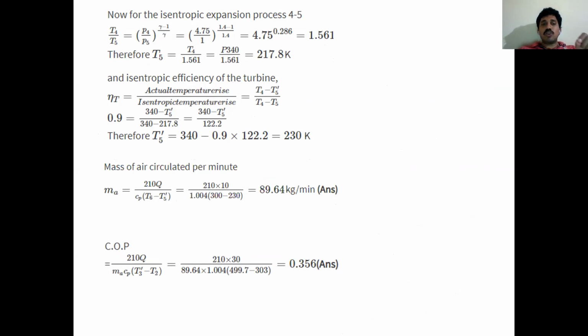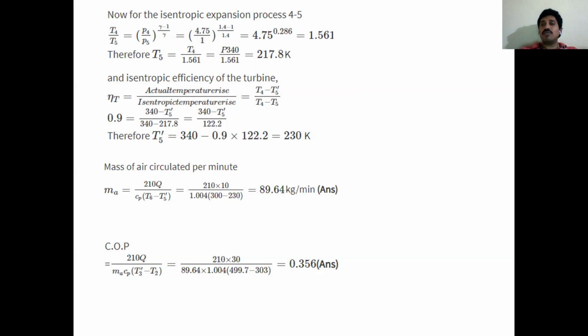So this is the mass flow rate of air for this problem. Then the COP of the system is 210Q by, where the numerator is in kilojoules per minute, MA Cp delta T, the amount of power for driving the compressor. MA Cp delta T is MA Cp (T3 dash minus T2), not T3; for the compression case, you need to take the actual temperature at the exit, T3 dash minus T2 into MA Cp. Substituting all values, you will get COP as 0.356. So this is the actual problem.